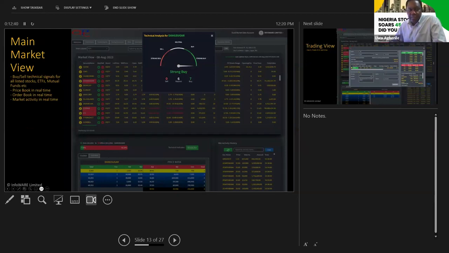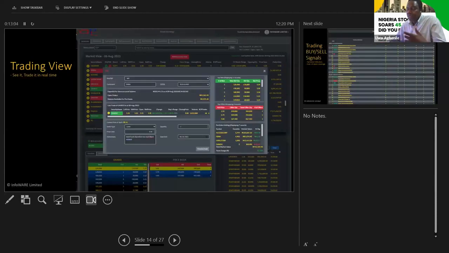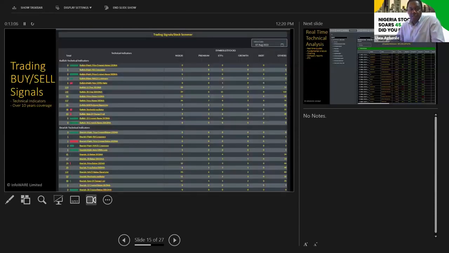Like in this particular one, Dangote Sugar, when we had a screenshot, it was a strong buy. Now, this is not some sort of speculative thing. The signals themselves are indicated here. There are 13 signals being looked at, and 6 of them are neutral and 7 are all buy. That's why that indicator is there. And those signals are what we are also going to use to drill in and show you exactly when we are doing it.